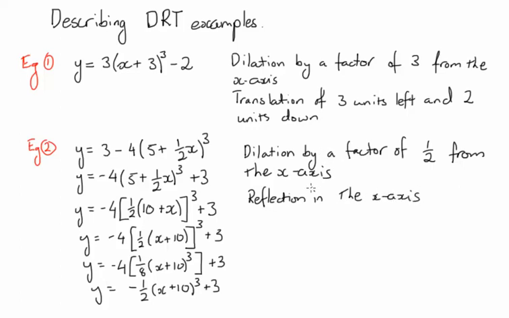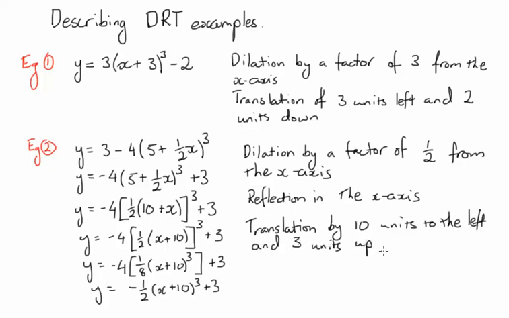Alright, we've done the dilation, we've done reflection. Next is translation. Well, we have a translation by 10 units to the left and 3 units up. There we are. So the tricky part there is doing the algebra to get it into a nicer form, so we can describe the dilation, reflection, and translation.